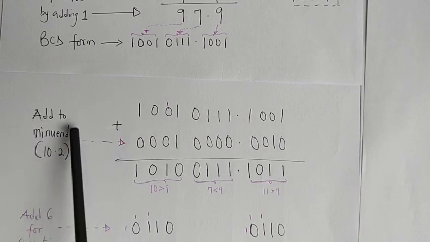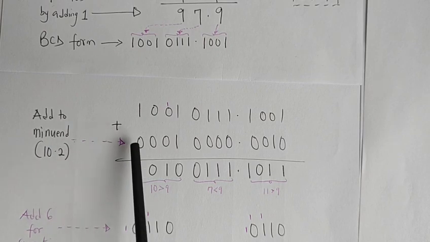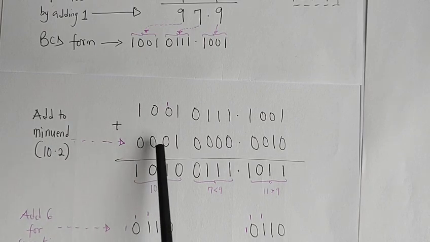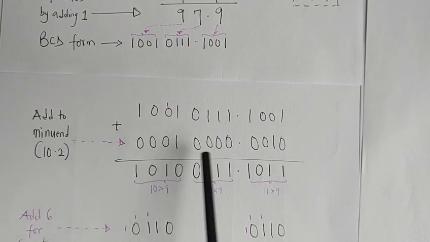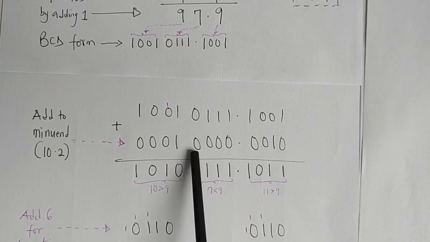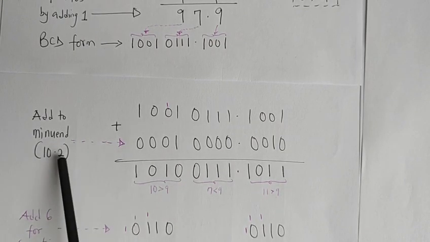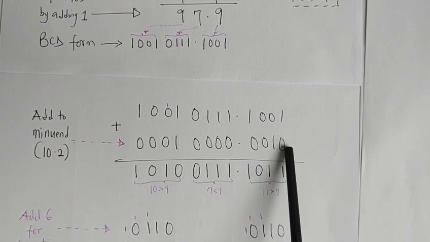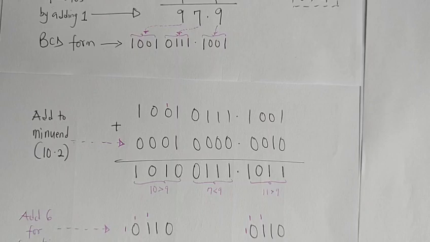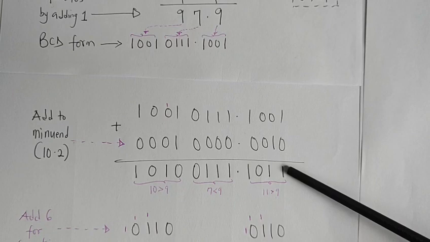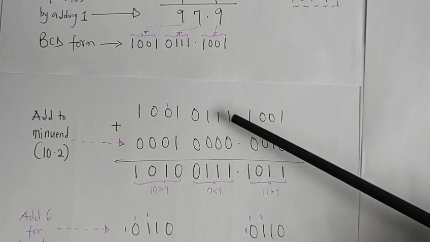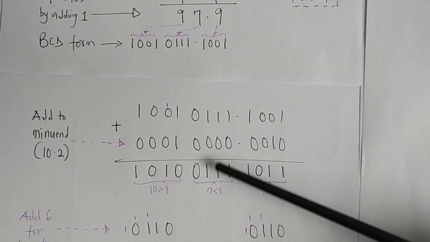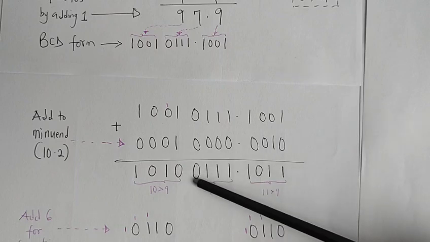The BCD form of the minuend 10.2 is going to be 0001, which represents 1. Now this 0 is represented by 0000, everything 0, dot. Now this 2 is represented as 0010. At this point, let's carry out the addition. It's going to be 1 plus 0 is 1, 0 plus 1 is 1, 0 plus 0 is 0, 1 plus 0 is 1, dot. 1 plus 0 is 1, 1 plus 0 is 1, 1 plus 0 is 1, 0 plus 0 is 0.